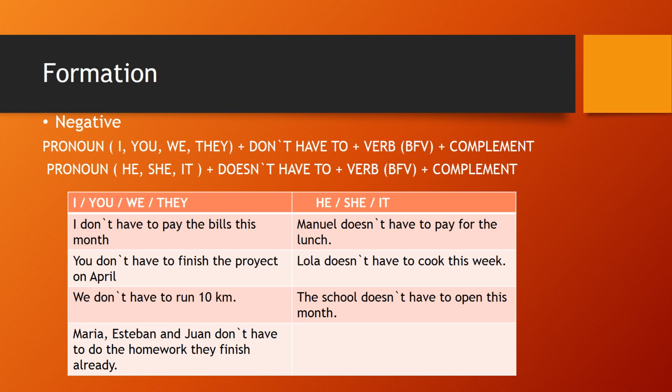Now the examples using the third person. Manuel doesn't have to pay for the lunch. Lola doesn't have to cook this week. And the last one, the school doesn't have to open this month. All those examples were negative.